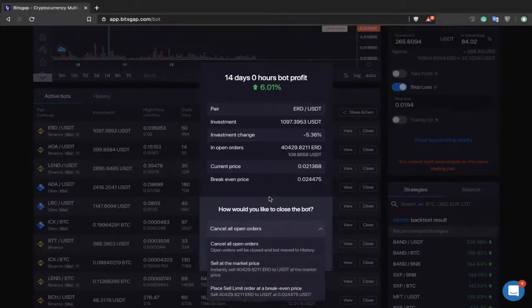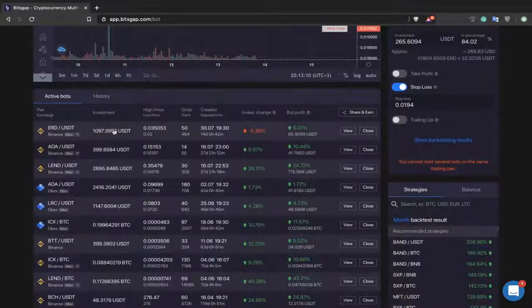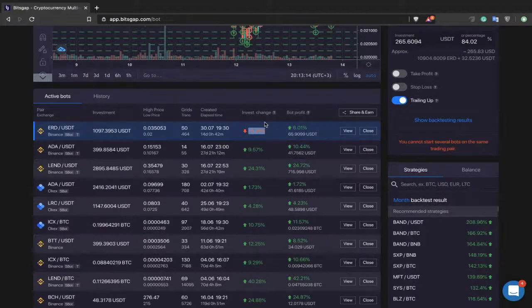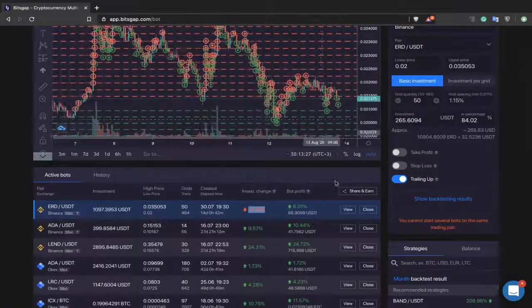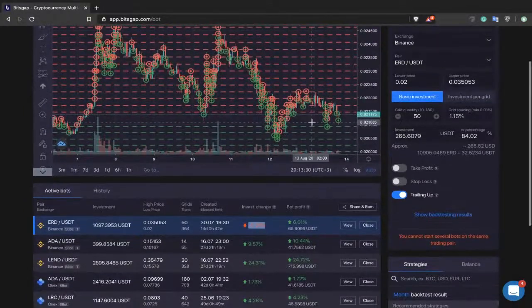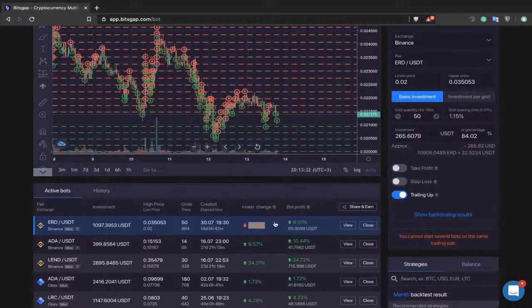And you can also place a limit sell order at a break-even price, because you see, for ERD, my investment change is now in the negative zone. So let's assume that I don't want to bear this loss. I don't want to agree to close the bot at the negative value change. I don't want to click on it right now, but I want the price to appreciate to the point at which my investment change is going to be zero, at least 0%. By that I lose nothing.